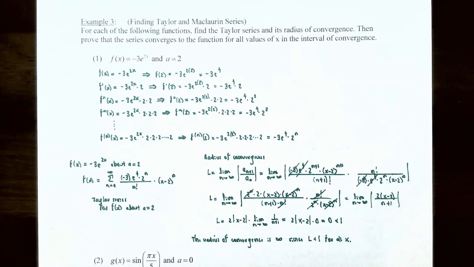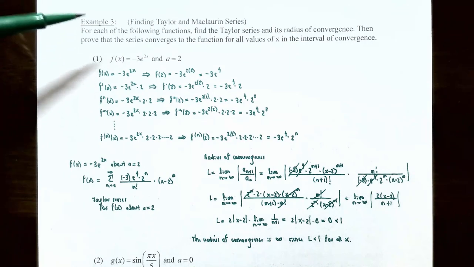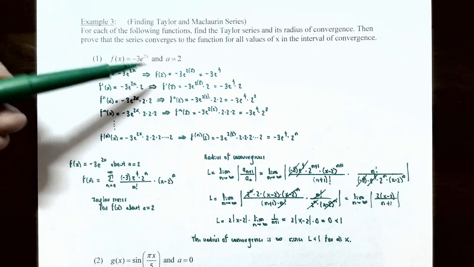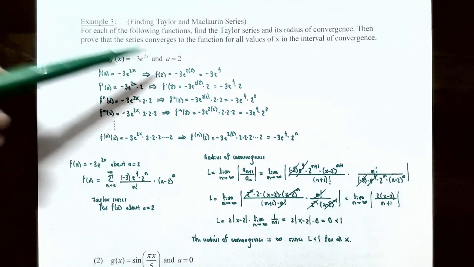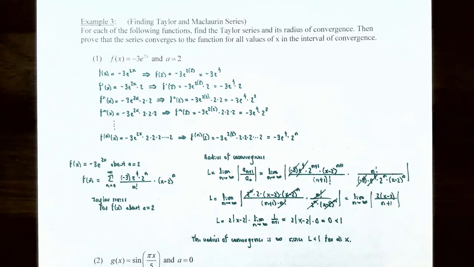So example 3, we're going to find Taylor and Maclaurin series. For each of the following functions, find the Taylor series and its radius of convergence, then prove that the series converges to the function for all values of x in the interval of convergence. So number 1, our function f of x is equal to negative 3 e to the 2x power, and we're going to have the power series centered at a equals 2. So this will be a Taylor series rather than a Maclaurin series because it's centered at a equals 2 rather than a equals 0. So let's start by finding patterns for the coefficients using derivatives.